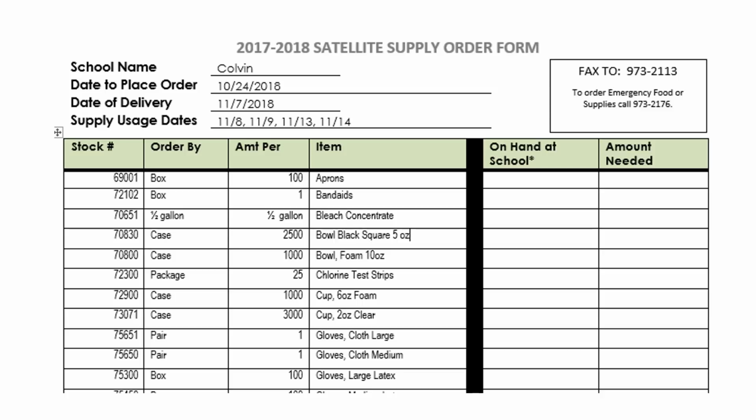When filling out the supply order form, you would record items on these two lines: how many items you have on hand at the school and how many is needed. If you lost the supply order form for a particular date, you can call FPC to send you a new one.